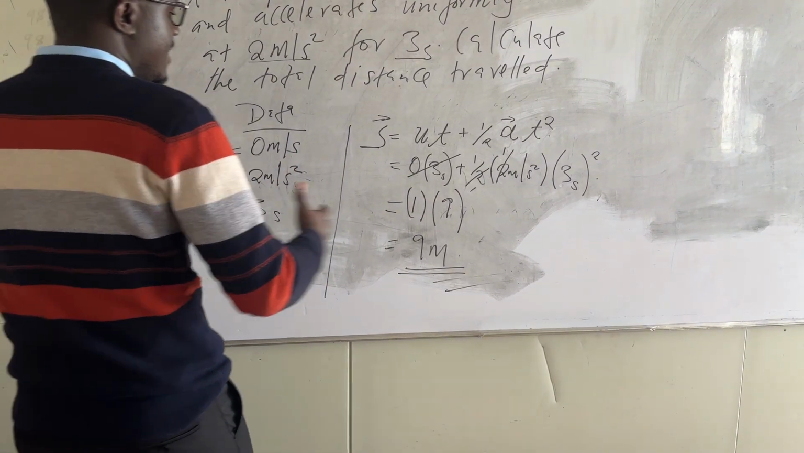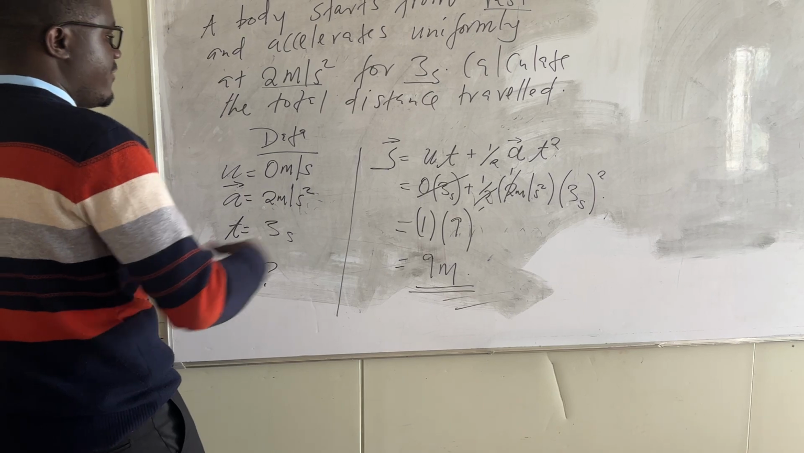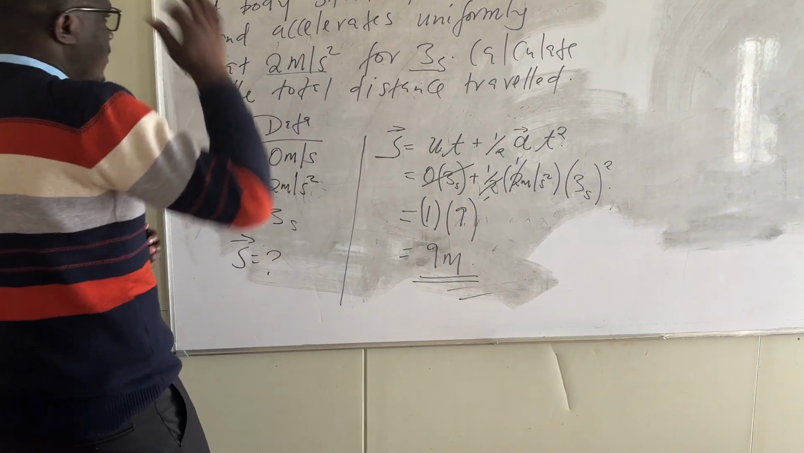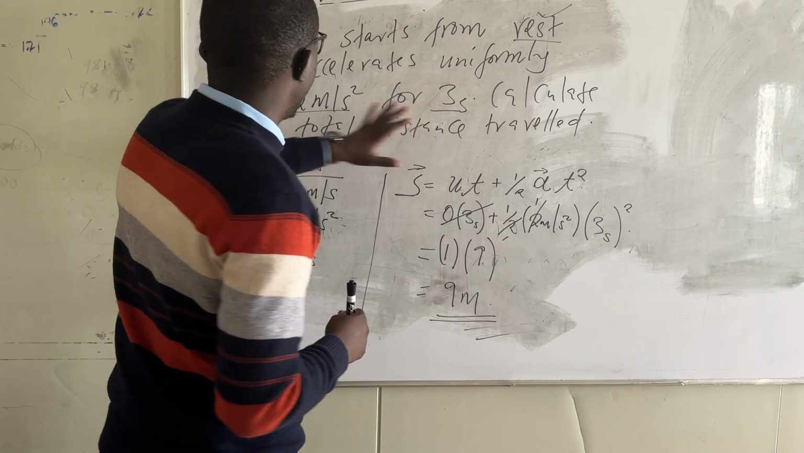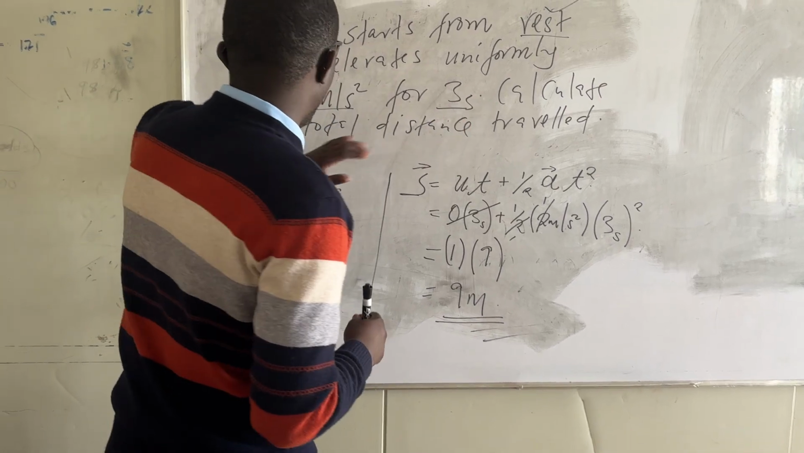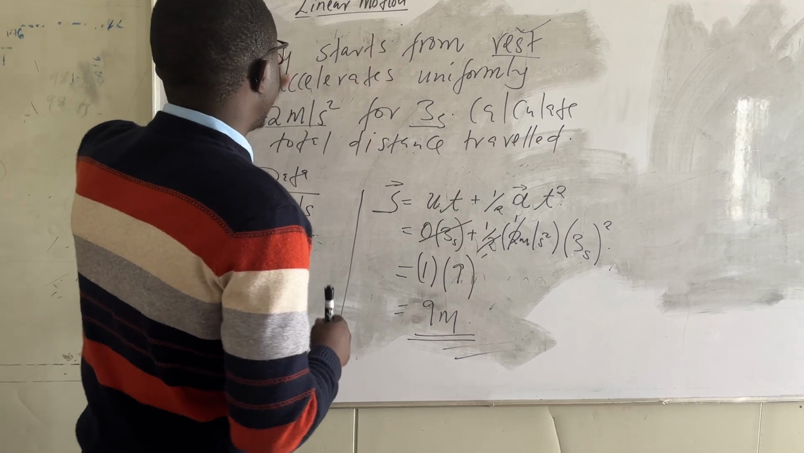And I will emphasize, in physics, don't forget your SI units, it is very important. If you forget that, you'll be dealt with. Now, this object here, this body here, it covered the distance of 9 meters from the information given.